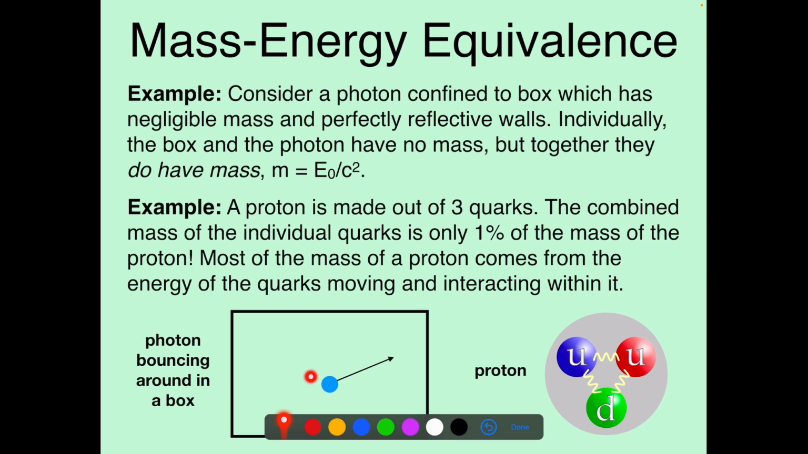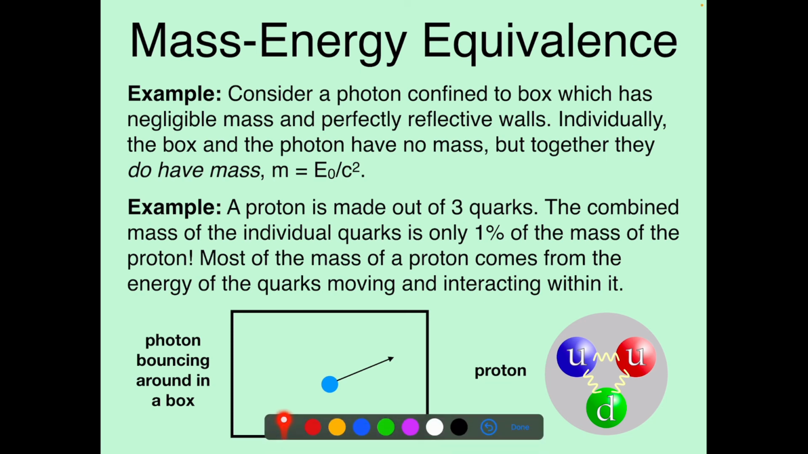This photon has energy, we'll call that E naught. So the mass of this system would just be E naught divided by c squared. Okay? So even though the individual parts of the system have no mass, together as they interact, they do have mass. Another example, which is very similar to that, is the proton.